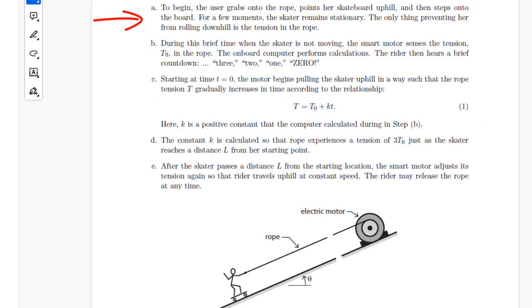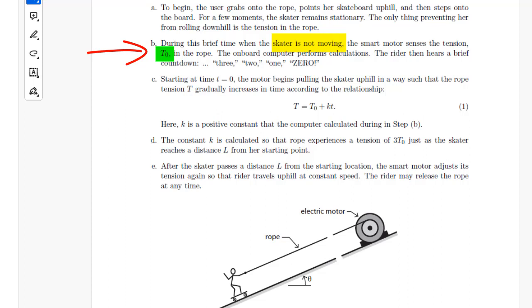To begin, the user or the rider grabs onto the rope, points her skateboard up the hill, and then steps onto the board. For a few moments, the skater remains stationary. That means not moving, right? The only thing preventing the skater from rolling down the hill is the tension in the rope. During this brief time that the skater is not moving, that smart motor senses the tension in that rope. I'm calling that tension T0.